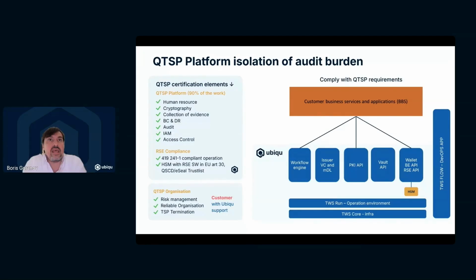And of course, they need to really understand their business and their risk and their organization and what being a QTSP means. But we as Ubiqu have pre-certified everything. So that means that they do not have to take care of the cryptography, collection of evidence, business continuity, disaster recovery, audit, identity access management, and access control.